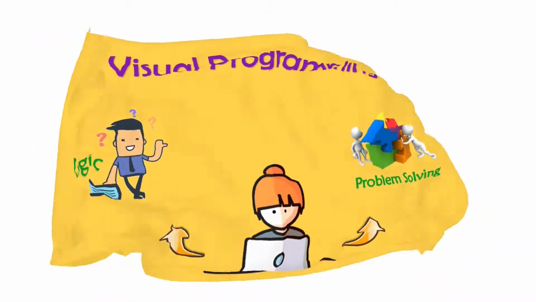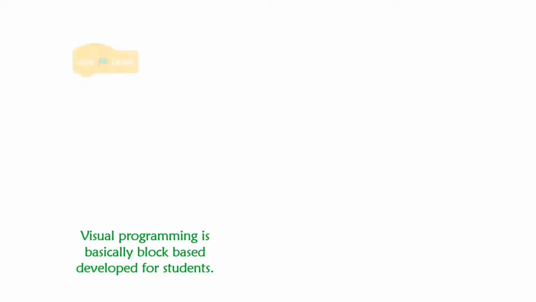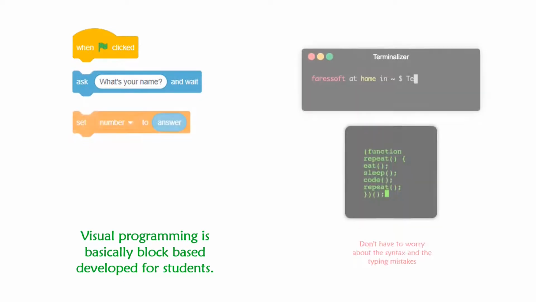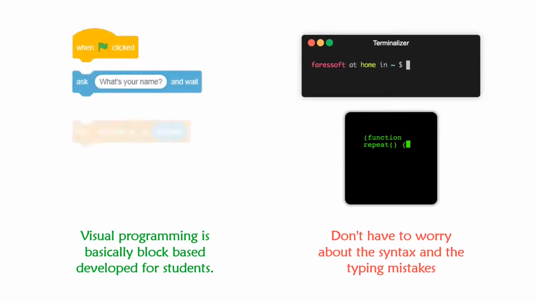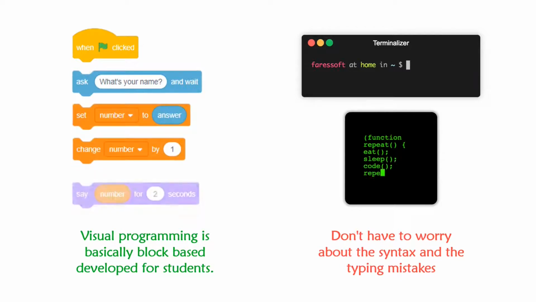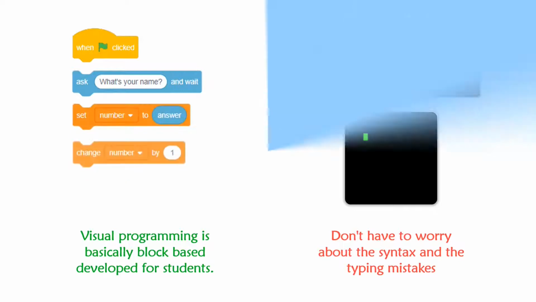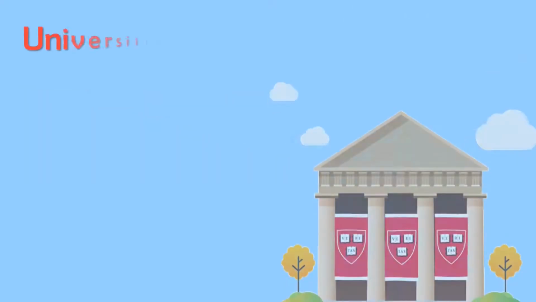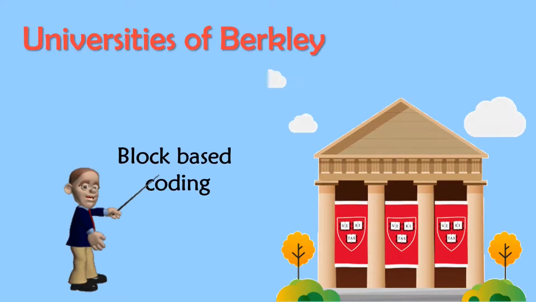Visual programming is basically a block-based programming platform developed for students and early learners, keeping in mind that they don't have to worry about the syntax and typing mistakes while writing the code. So it is very easy for new learners to pick up coding in visual programming and to understand the logic and other things that are required to be a good programmer. Many universities like the University of Berkeley teach on block-based coding platforms.